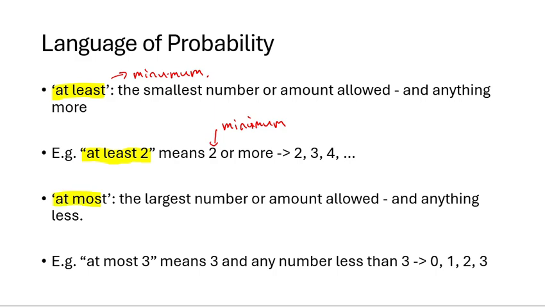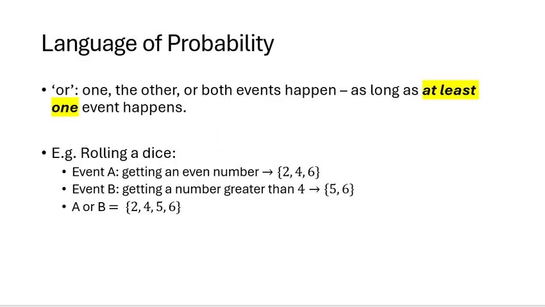Next thing is at most. It just means the maximum, the maximum number, the maximum value. My example here is at most 3. That means 3 is the highest number that I count towards, and I'm going to include every other number that's below it. In this case, I have 0, 1, 2, and 3.